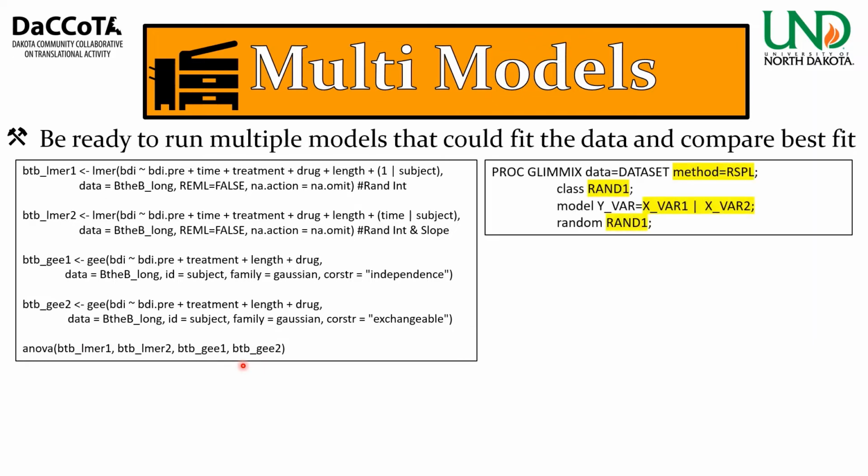Additionally, in something like PROC GLIMMIX, you could run GLIMMIX with a bunch of different options. You can change the method, you can change the random variables, you can change how many variables you have in there, their interactions, and then compare those with a fit term like AICC, BIC, etc.